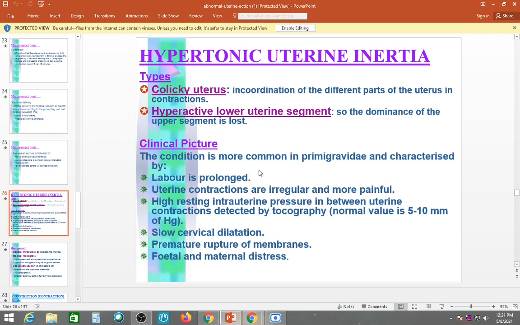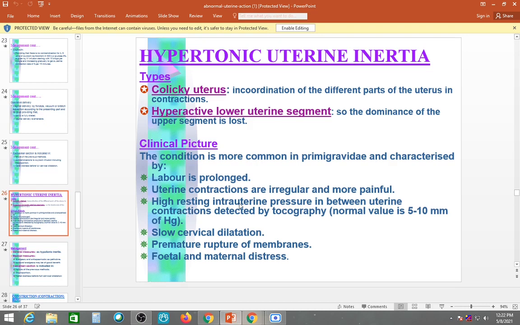Clinical picture. The condition is more common in primigravida and is characterized by prolonged labor. Here the mother will have prolonged labor. We used to see this actually; you don't see it here because there are fewer such mothers, like in NEIGRIHMS, but in Kanishdas you will see all this. You really see mothers with this problem.